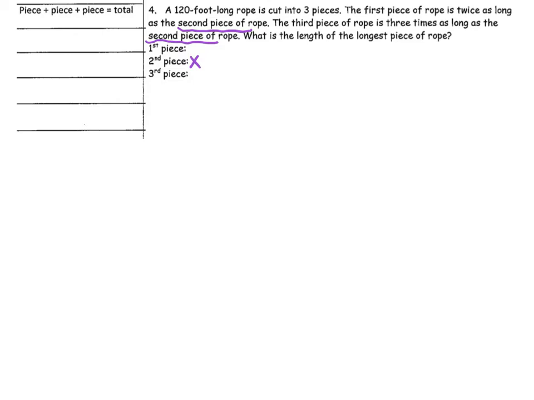The first piece of rope is twice as long as the second. So if the second piece is X, and then I say the first piece is twice as long, how do I write twice as long? 2X. Then the third piece of rope is 3 times as long. How do I write 3 times as the second? The rope is total 120 feet long. Here we go. First piece plus second piece plus third piece equals a total of 120.